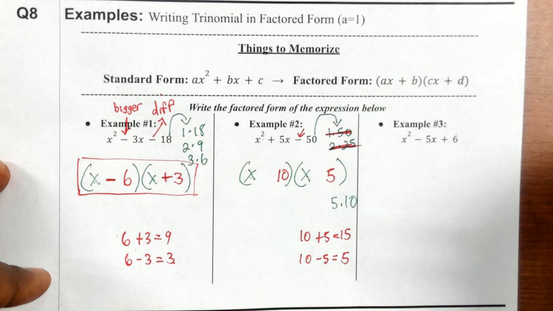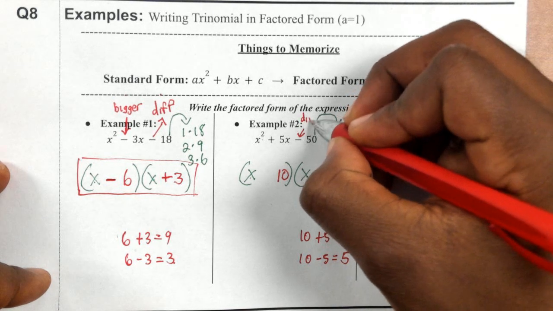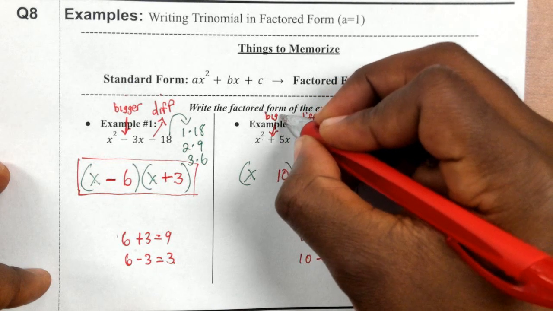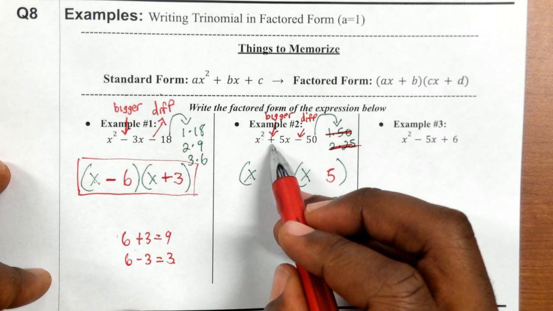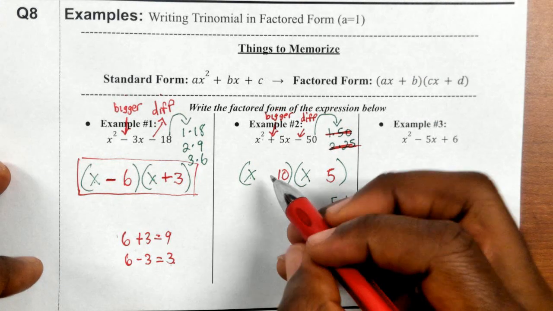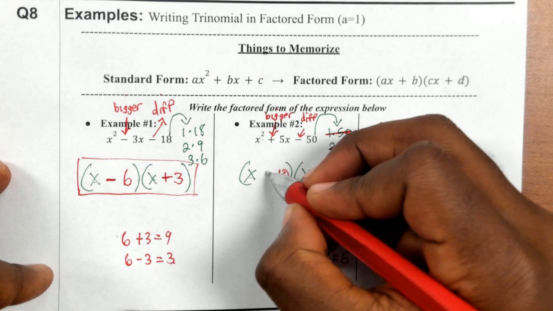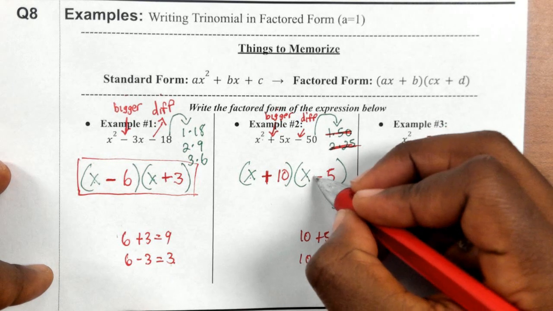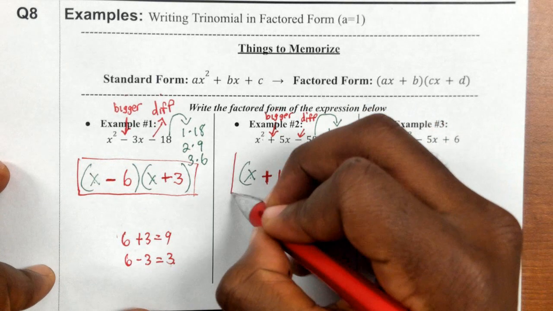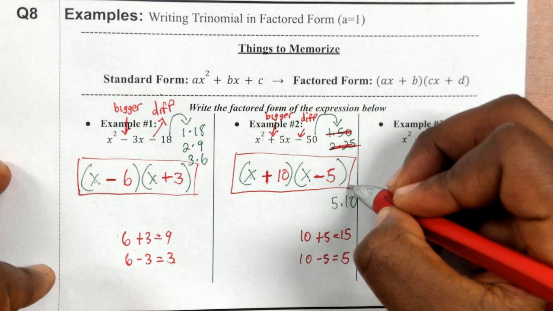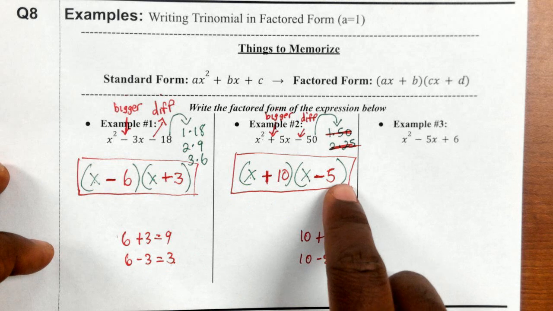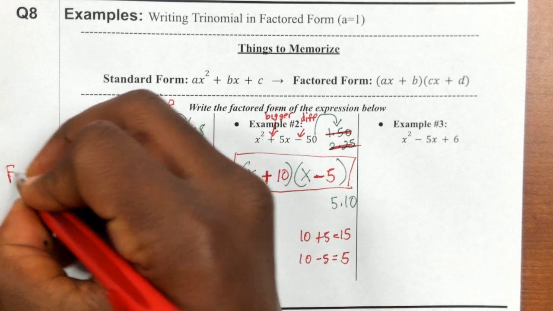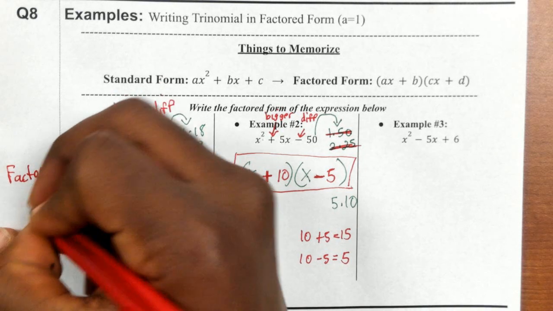Whenever you see a negative here, that means it's going to have different signs. And whatever this is, the bigger number will have that sign. So the bigger number is going to have a positive sign. Which one is bigger, 10 or 5? The 10. So the 10 is going to have a positive sign, and then the other one is going to be different. So again, just like that. You don't need to flip it because you're not finding x, you're finding factored form. And this is factored form.